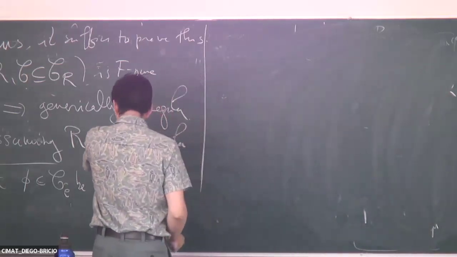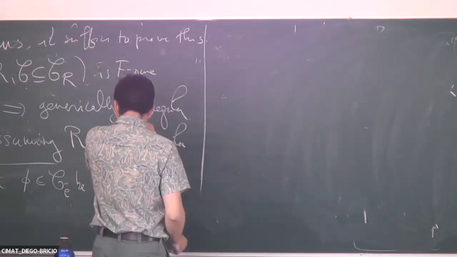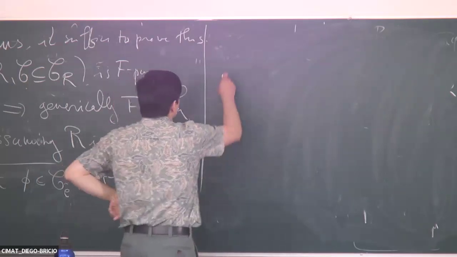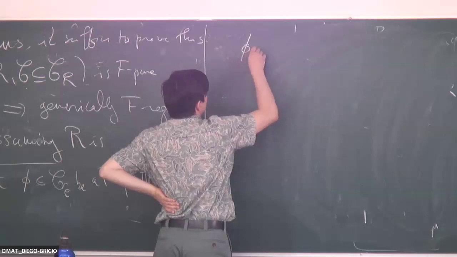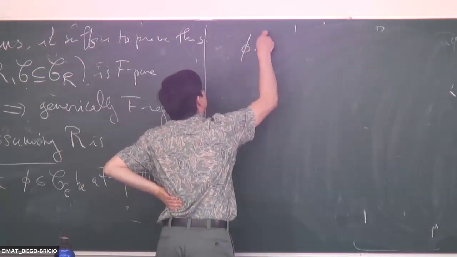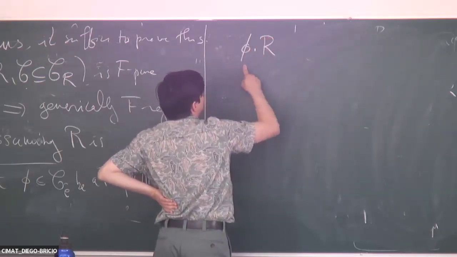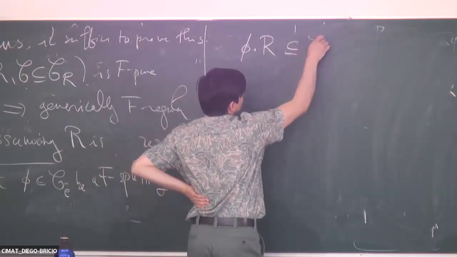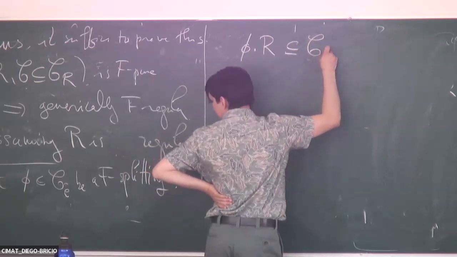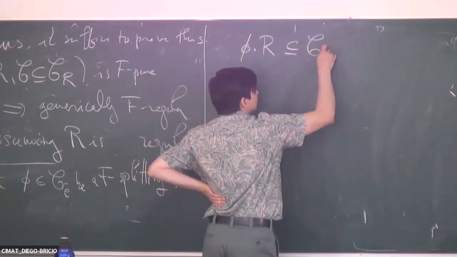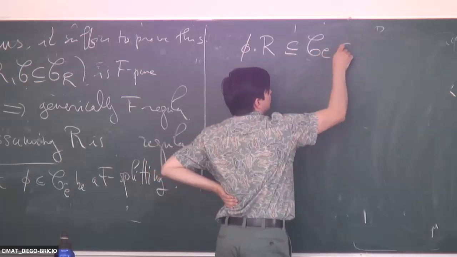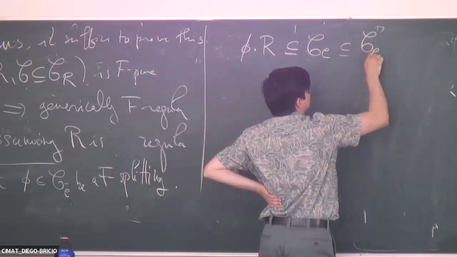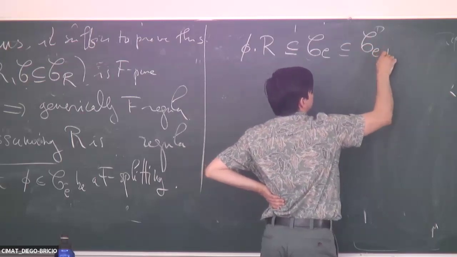Let's look at phi times R, right? I'm talking about the Cartesian algebra, like the submodule inside here, right? C, it lives in degree E, right? That's what I said. CE, right? Which lives inside CE, the full Cartesian algebra of R.